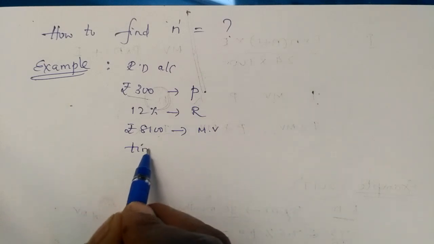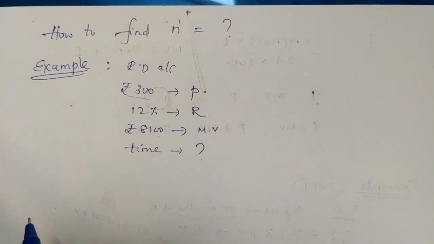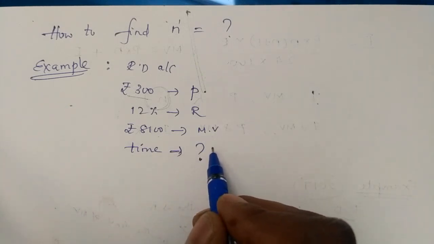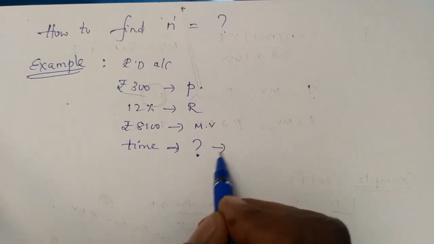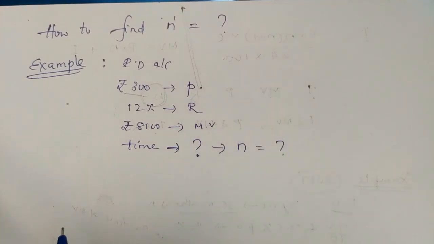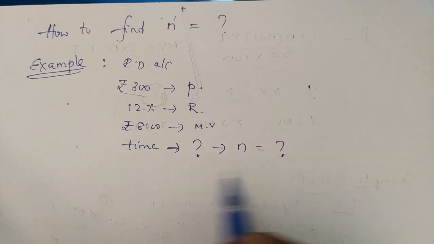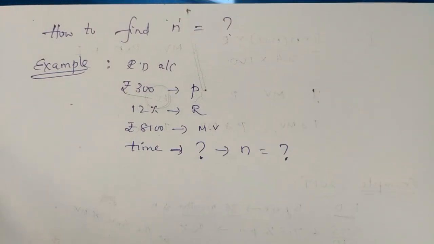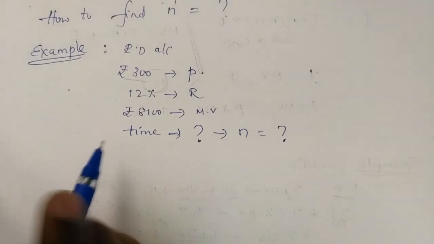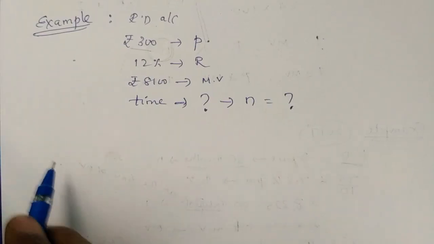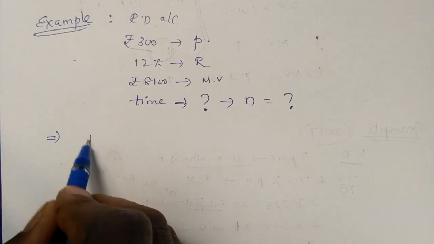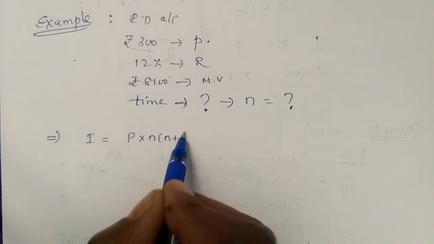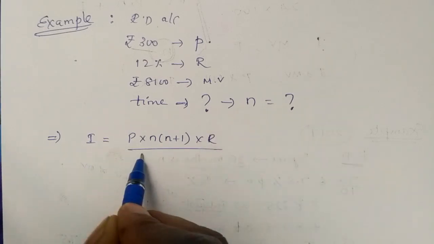Find the time of this account. Time is usually taken in years, but here we find it in months. So n is the question. Find the time of this account means for how many months or years this account was held. By using this, we go for the first formula. What is that first formula? I is equal to P into n of n plus 1 into R, whole divided by 24.